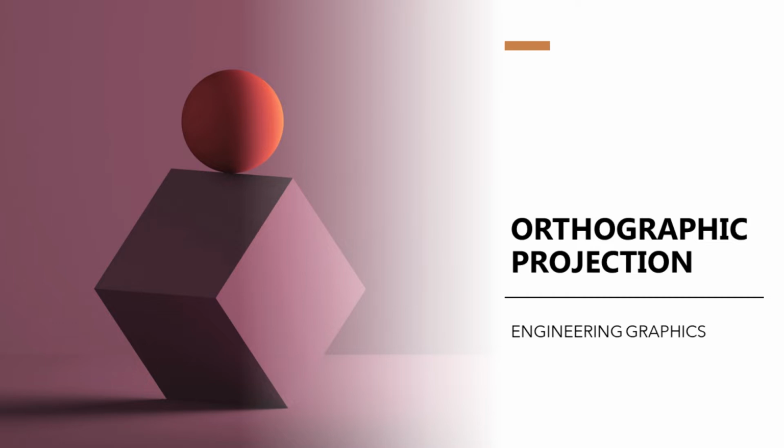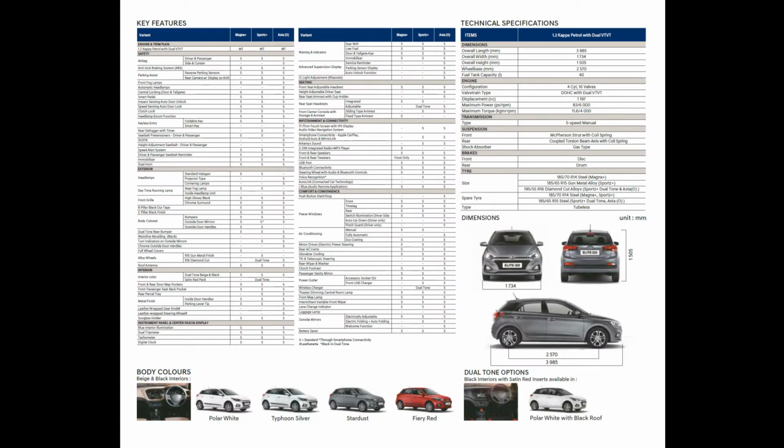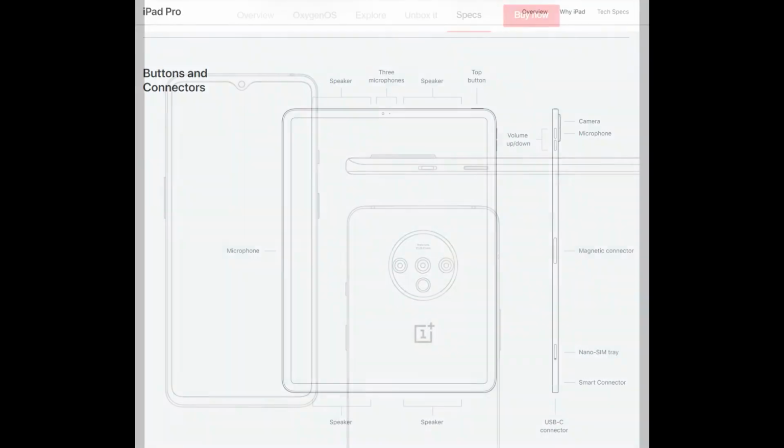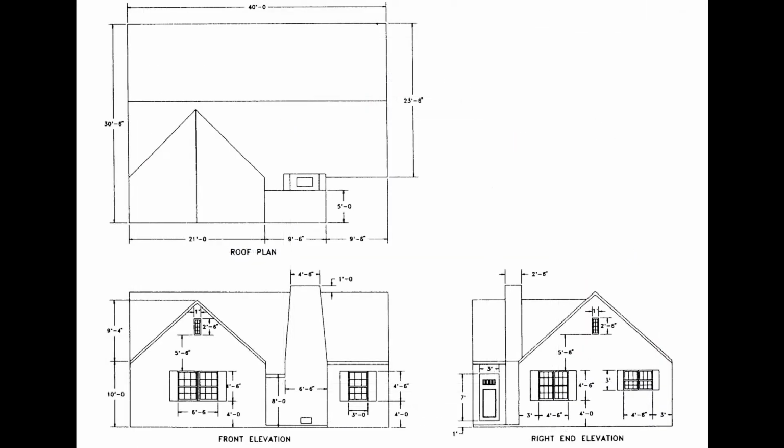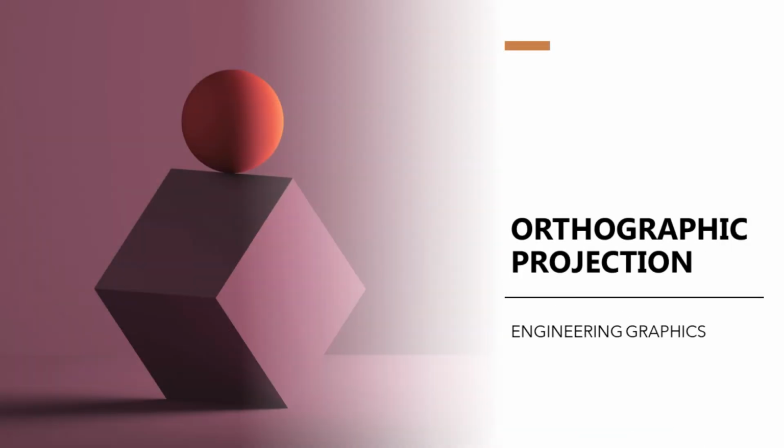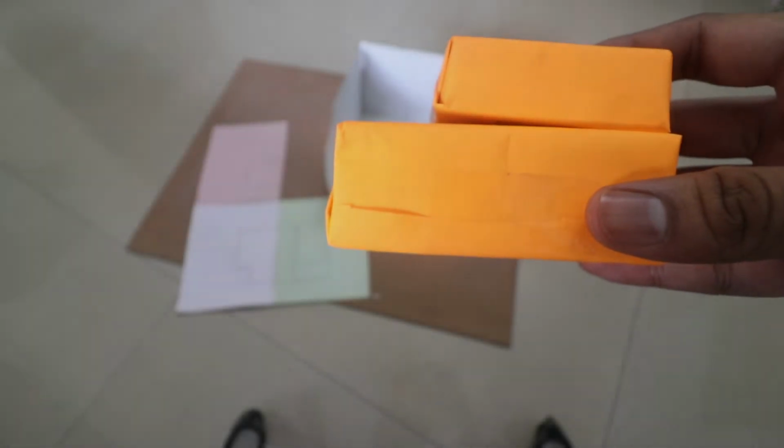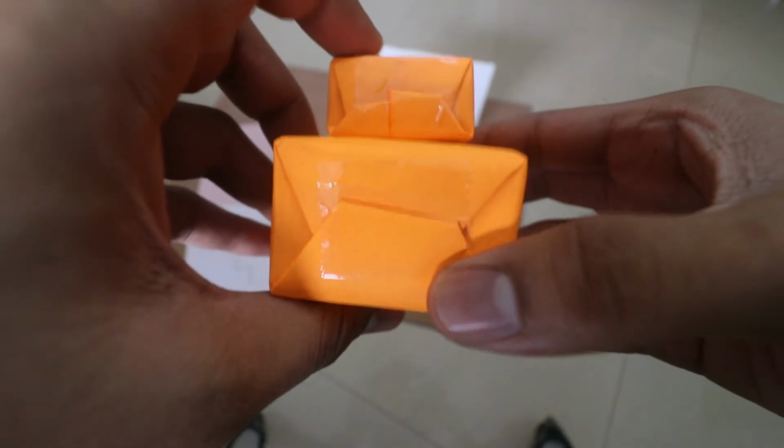You probably have seen many examples of orthographic projections while purchasing a car, a phone, a tablet, or even a house. To convert an object from a 3D representation to an orthographic representation, we have to utilize three views of the object. We term these views the front view, side view, and top view. These views of the object are mutually perpendicular to each other. As an example, we are going to be representing this object as an orthographic projection.